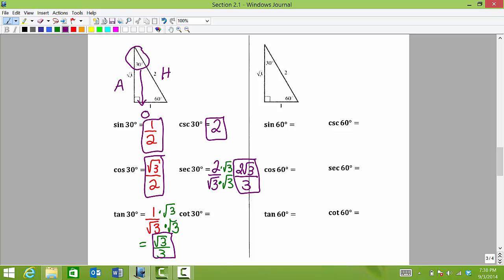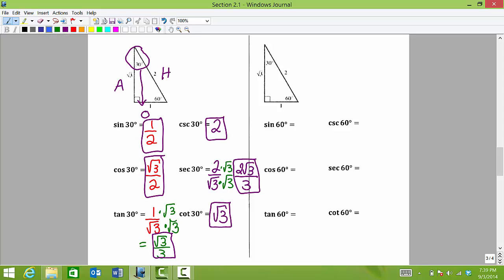And finally, cotangent of 30 degrees will be the reciprocal of 1 divided by the square root of 3, and that will just be the square root of 3. So we don't have to necessarily have these memorized. If we know our special triangle, then we can work from the perspective of a 30-degree angle and develop all 6 trig function values. Now let's do the same thing for 60 degrees.